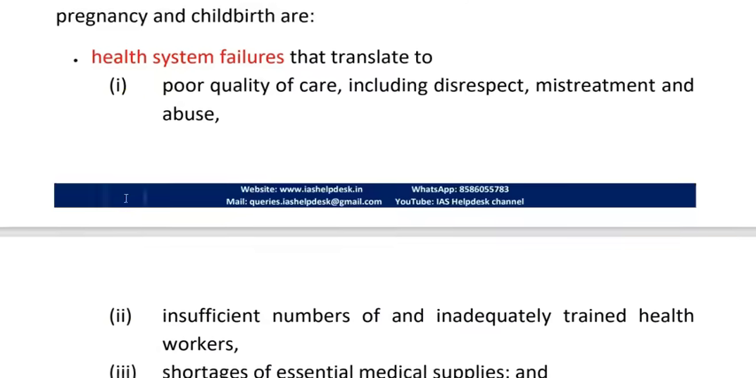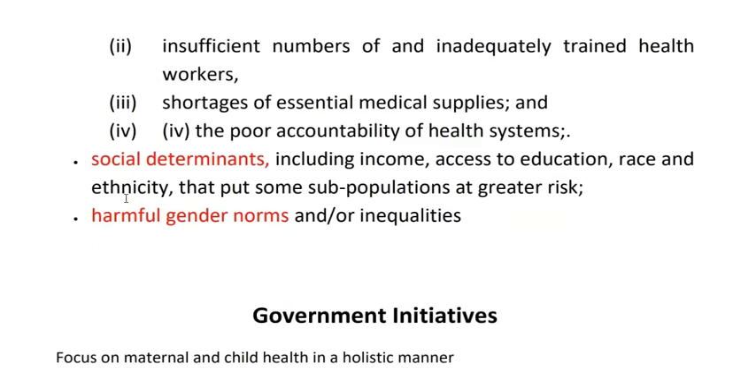And then the social determinants, that is, the social factors, would first include income. Obviously, this is basic treatment that shouldn't be allowed to become a load on someone's pocket. And then access to education. Of course, why access to education? Because lack of education adversely affects women's health by limiting their knowledge about nutrition, birth spacing, and contraception.